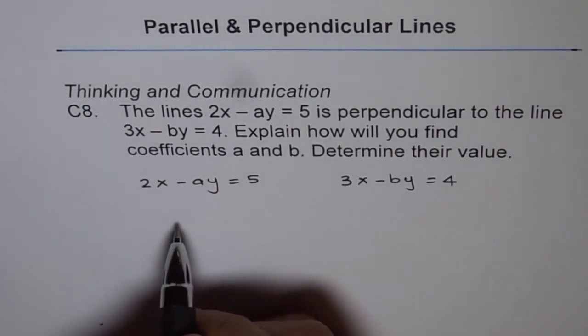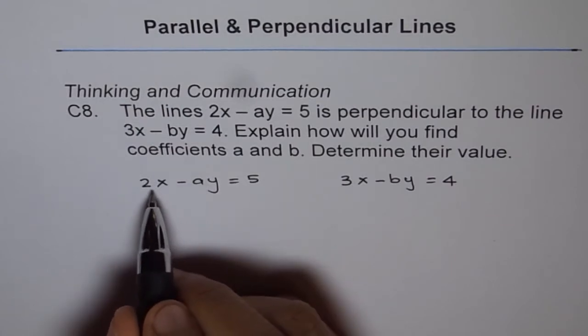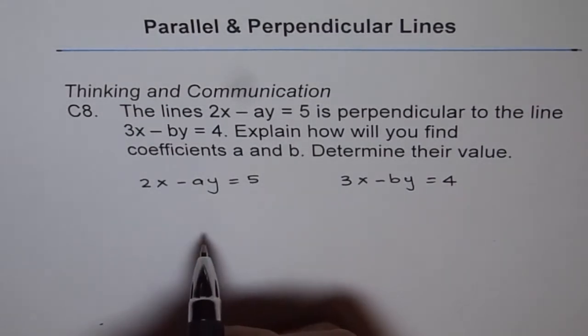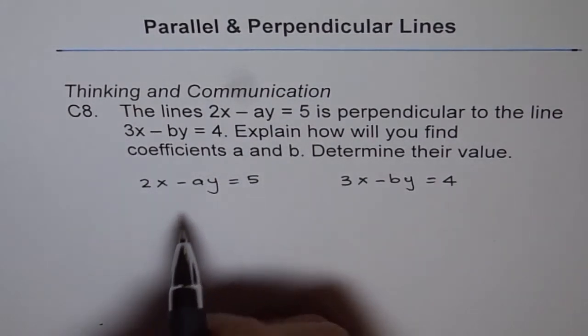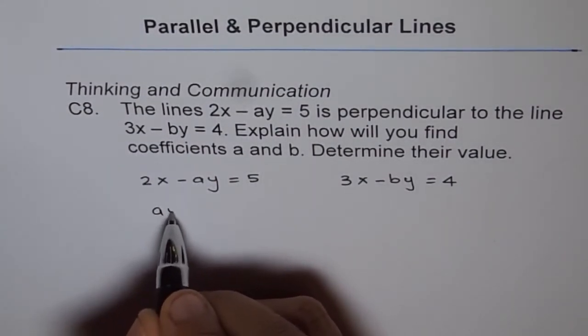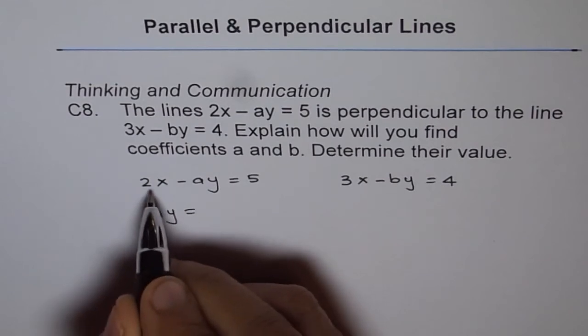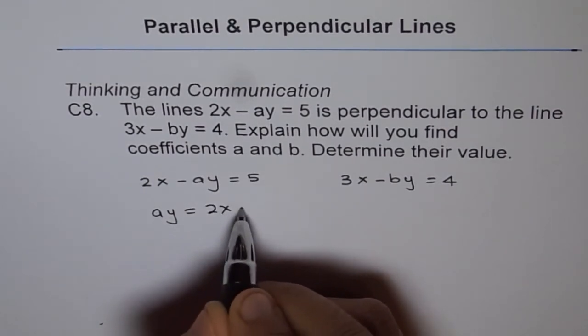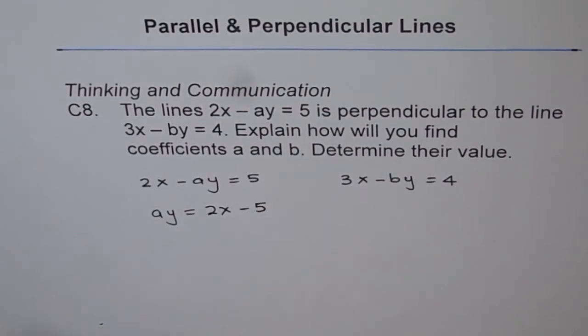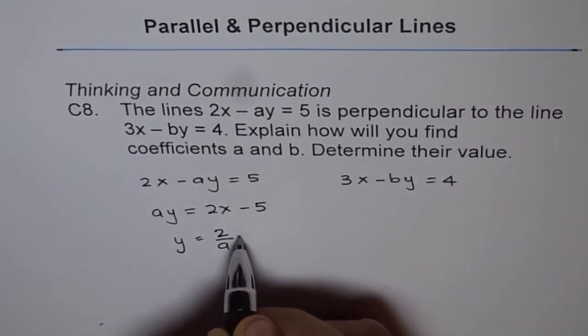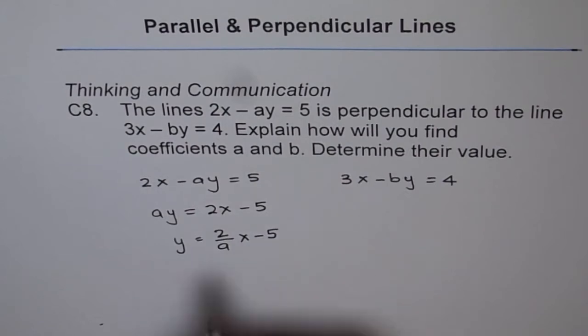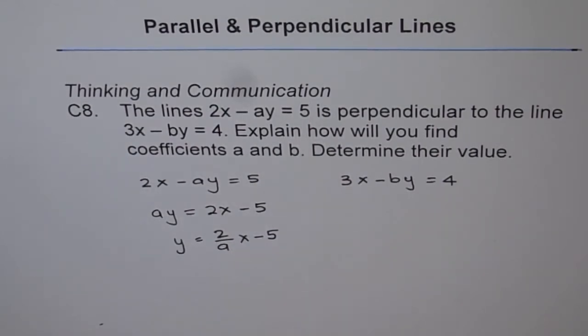To find the slope of this line, we can take all these terms to the other side. The easy way for me is to take ay to the other side. It's already negative, right? So I'll write ay equals 2x minus 5, correct? And now y equals 2 divided by a x minus 5. So the slope of this line is 2 over a.